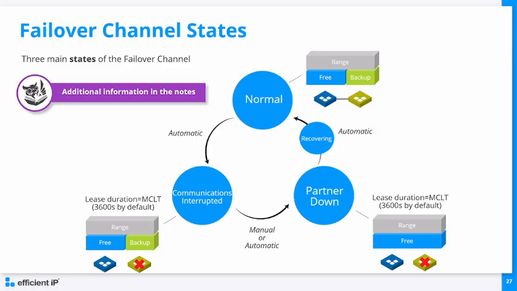Now, when the failed DHCP server comes back, it means you have repaired it, then from partner down it will automatically switch to recovering. So this is the intermediate state. Are you clear with that? And after that, from recovering, it goes back to normal. So this is the failover channel state.